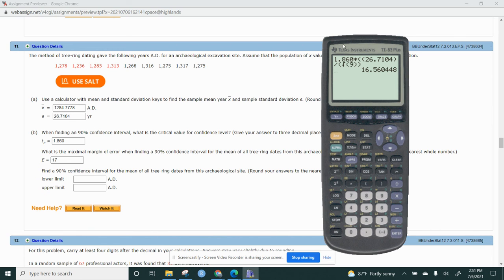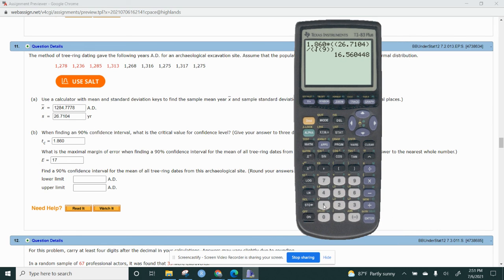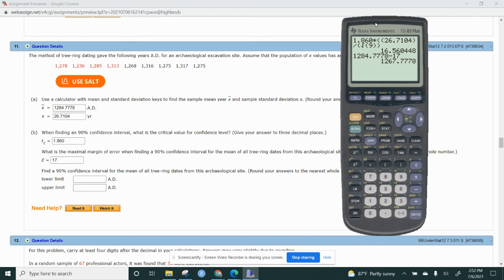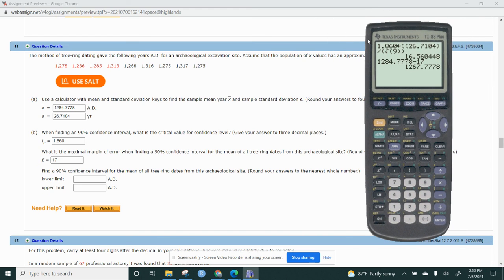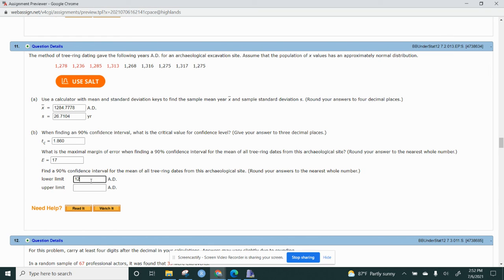So I'm going to take the mean, which is 1284.7778, and subtract 17 from it. Okay, I get that. It wants to round it to a whole number, so I'm going to do 1268. And let's do that upper limit.